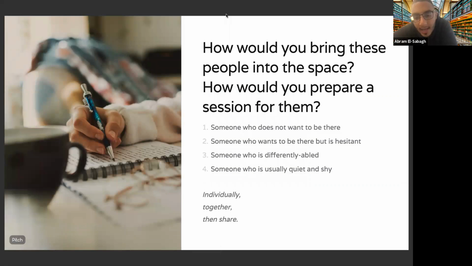So here are a few scenarios that maybe each person can pick one. How would you bring these people into the space, and how would you prepare a session for them? Someone who doesn't want to be there, someone who wants to be there but is hesitant, someone who's differently abled, and someone who's usually quiet and shy. So how would you design a session with these? What considerations would you have in preparing to facilitate a session? And maybe each person can just pick a number.